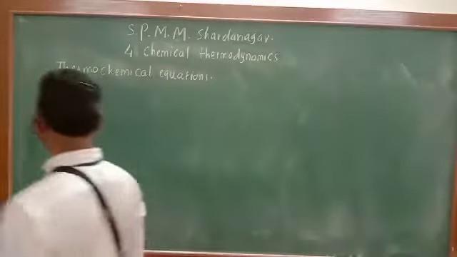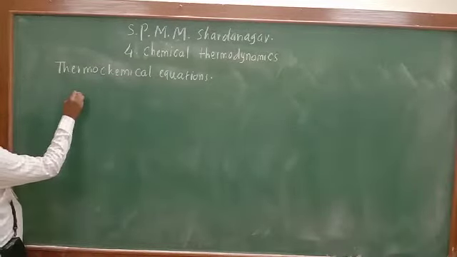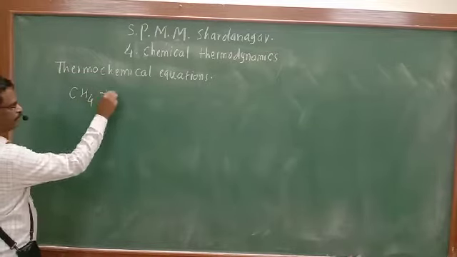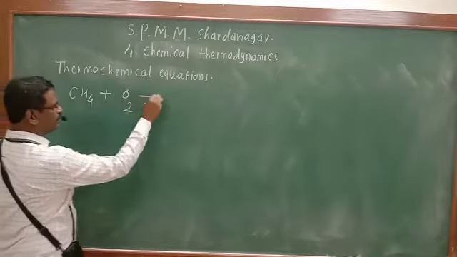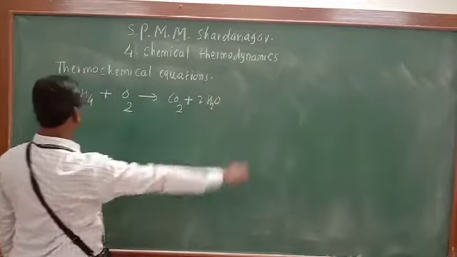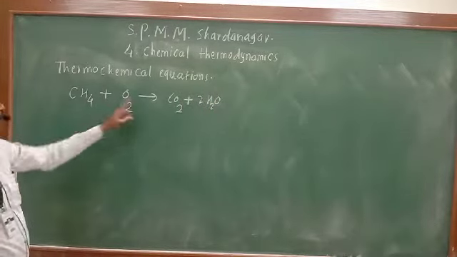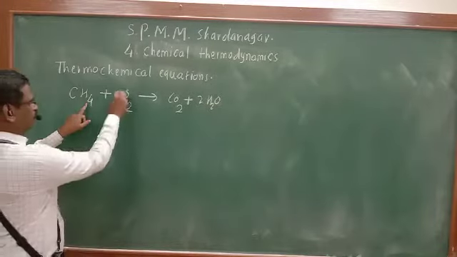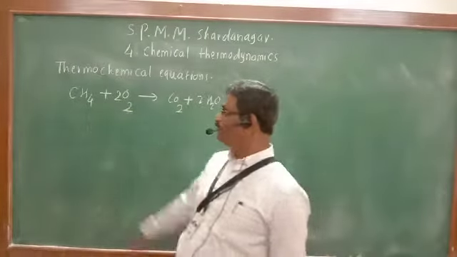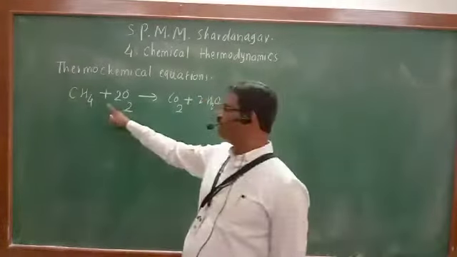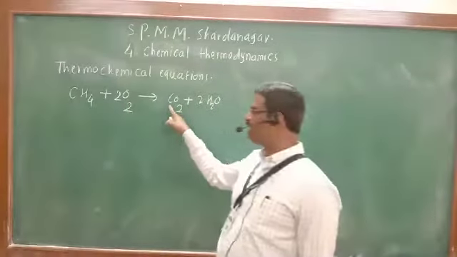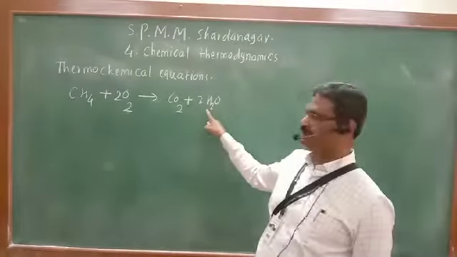We know this equation. Suppose the reaction is like this: methane plus oxygen converted to carbon dioxide plus 2H2O. Balance the reaction: carbon, carbon, hydrogen 4, 2O2. This is a balanced chemical reaction. 1 mole of methane reacts with 2 moles of oxygen converted to 1 mole of carbon dioxide and 2 moles of water.